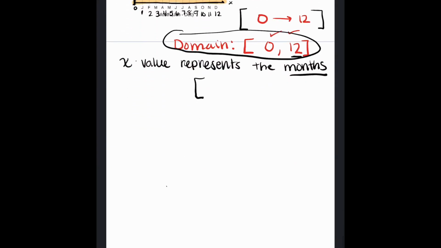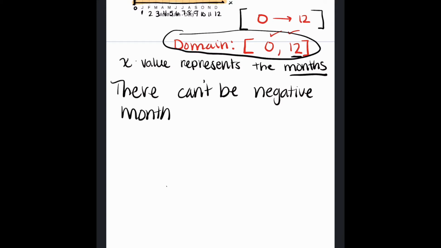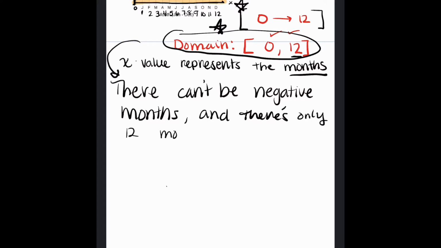The x value represents the months, so there can't be negative months, which is why we don't go any smaller than 0. And there's no more than 12, because then it just starts cycling back. On your response, you can have some variation of this. Make sure you for sure have the domain written, and then give me a little explanation on why it makes sense with your problem. And there's only 12 months.